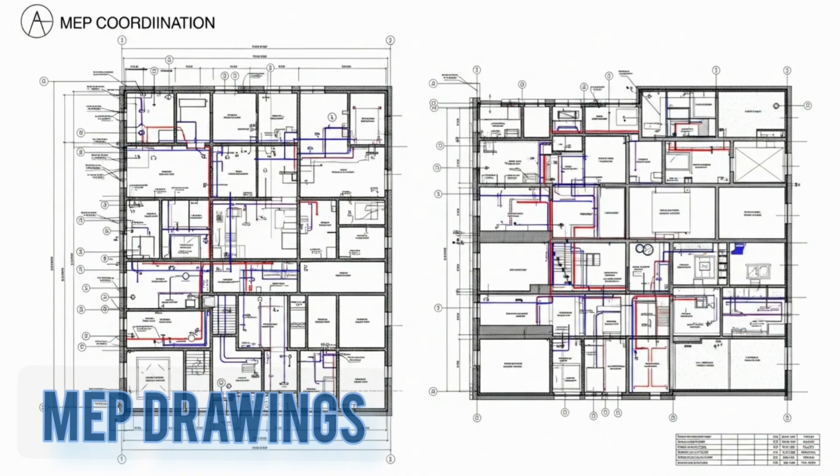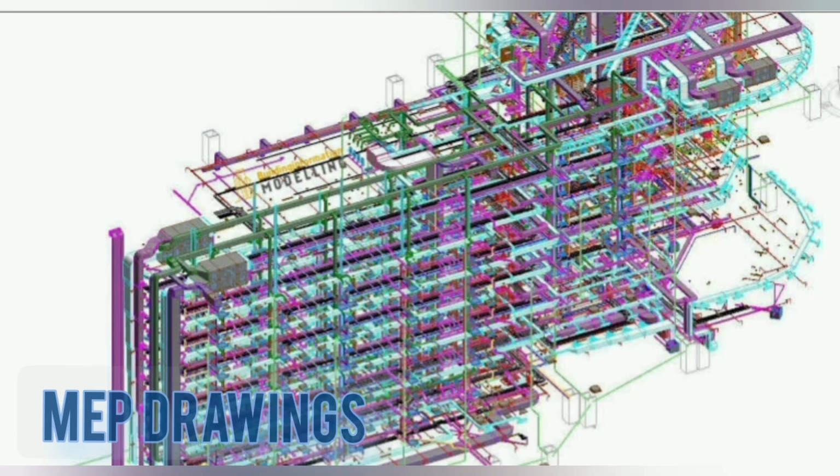Your role as the site engineer is to facilitate coordination. For example, you need to ensure that the 12-inch duct shown on the mechanical drawing can physically fit in the ceiling plenum shown on the architectural section, while also clearing the structural beam below.